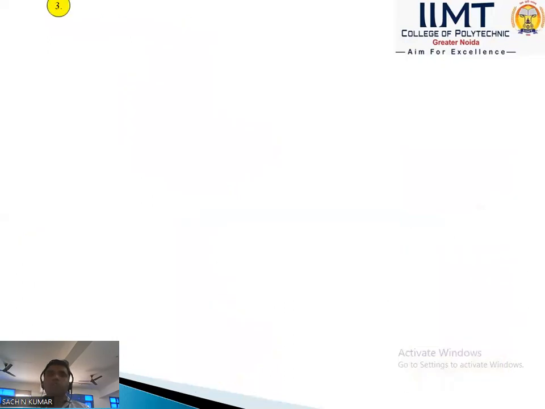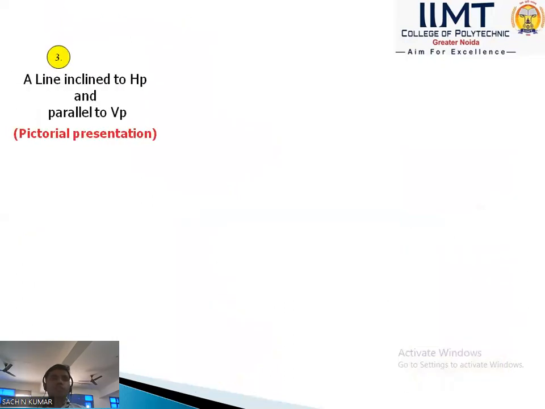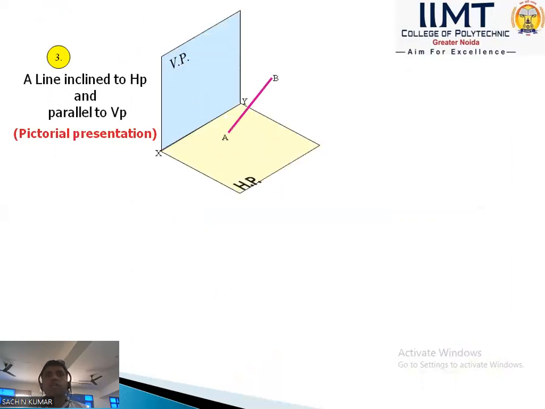We can discuss that in the third case. This is a very interesting case: a line inclined to HP and parallel to VP. First, in the projection of a line, we have discussed which view is the true shape. The front view gives the true length, so first we draw the front view, that is A dash and B dash. In this case, the top view does not give the true length; it gives a shorter length, because the line makes an angle with the horizontal plane.